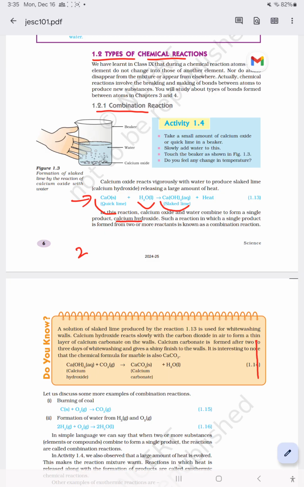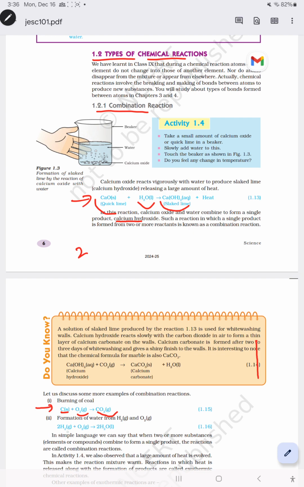Similarly, other examples we also discussed. If you take the example of burning of coal, then carbon in the solid form and oxygen in the gaseous form react with each other, combining to form carbon dioxide, which is in the gaseous form. So this is also another example of a combination reaction.